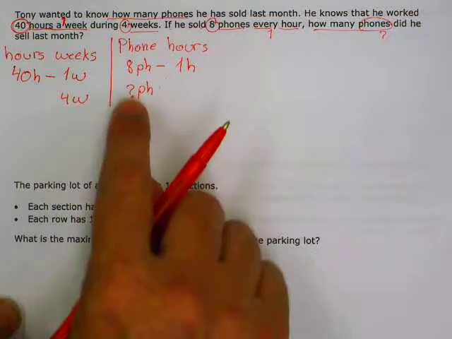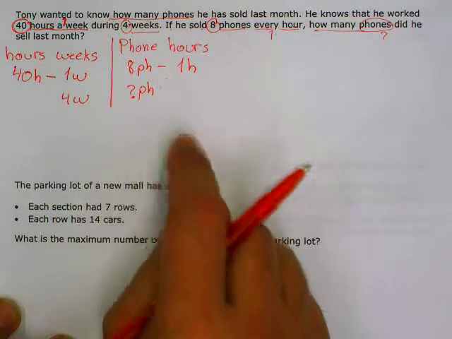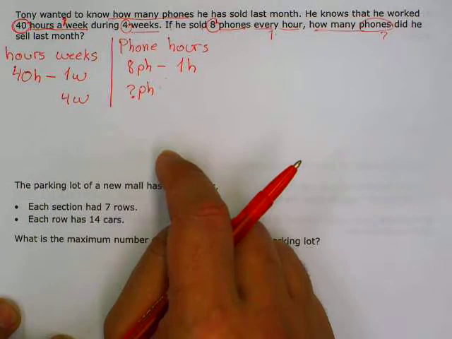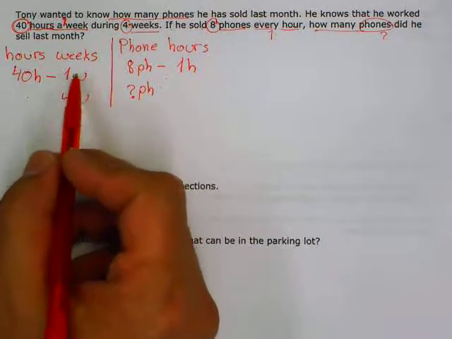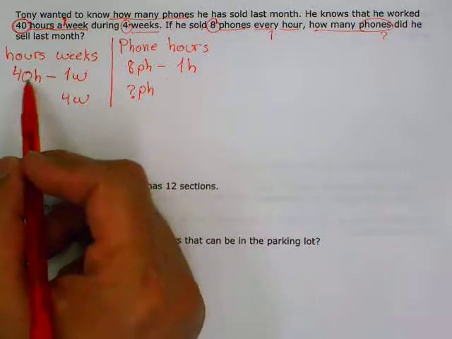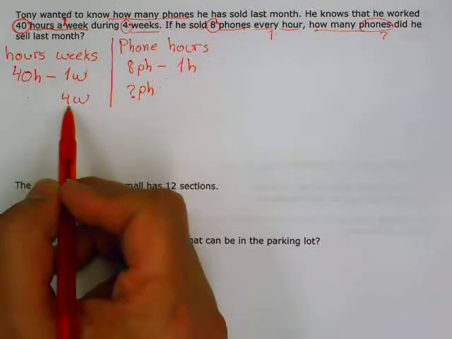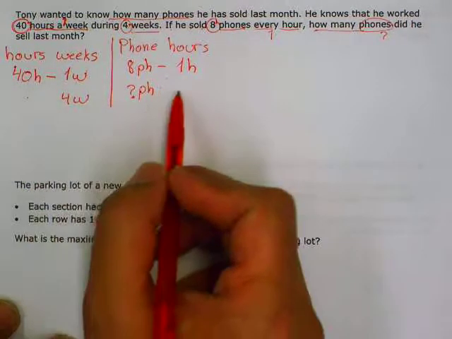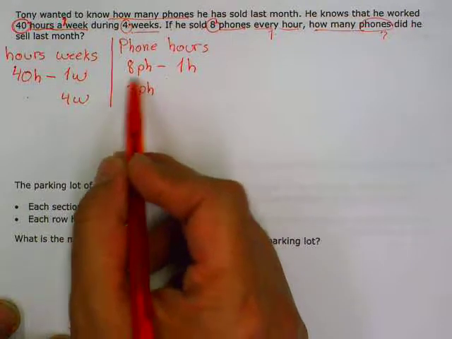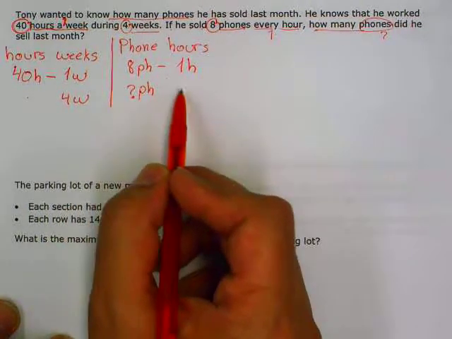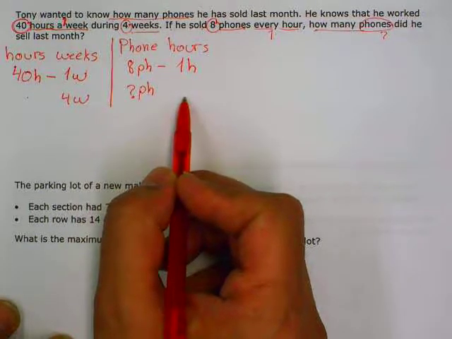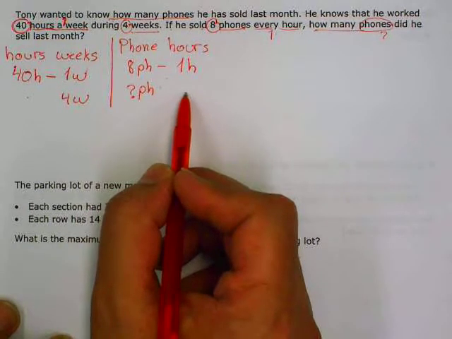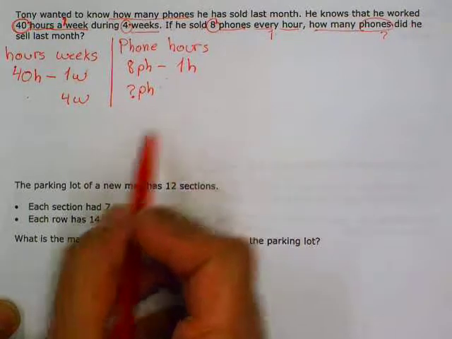Okay, so looking at these two relationships, where should I start? What is it that I know that I can start with? Hours and weeks. I can figure out hours and weeks because I know how many hours he worked in 1 week, and I know how long he worked for. He worked for 4 weeks. I can't use phones and hours because, first of all, the question is about the phones, and I don't even know how many hours are here. Where am I going to get these hours from, by the way? From the weeks that he worked.